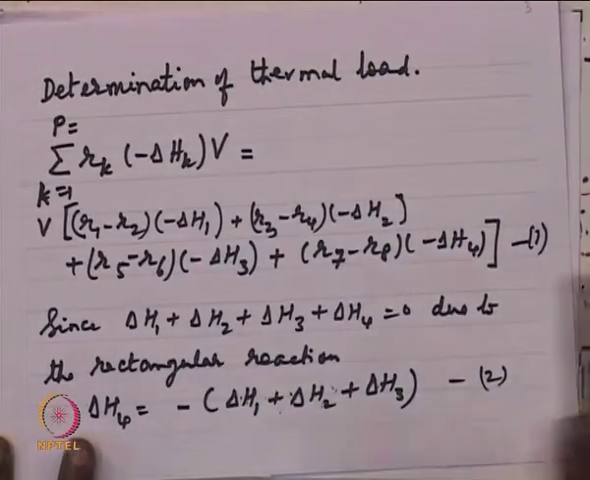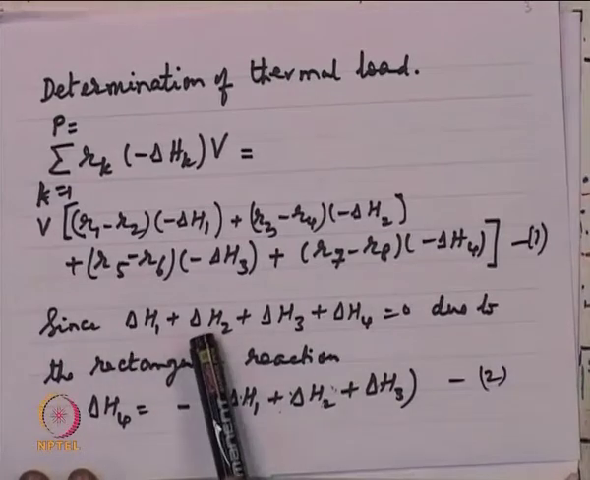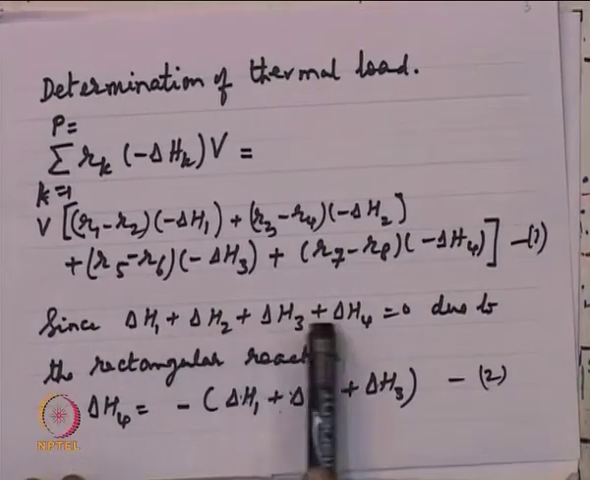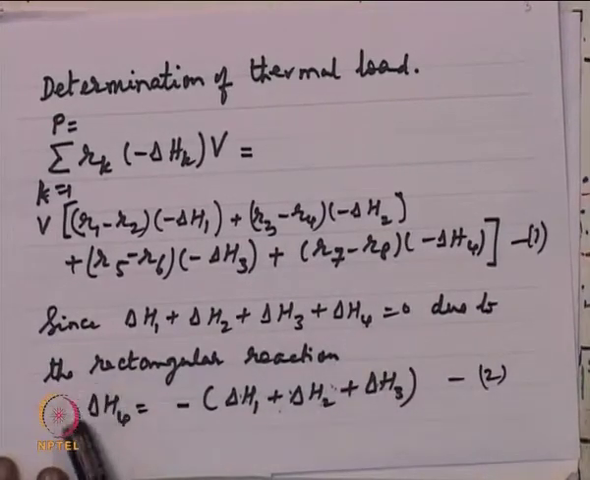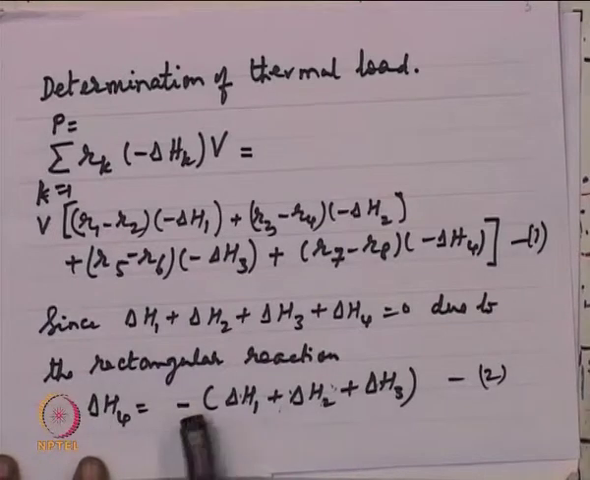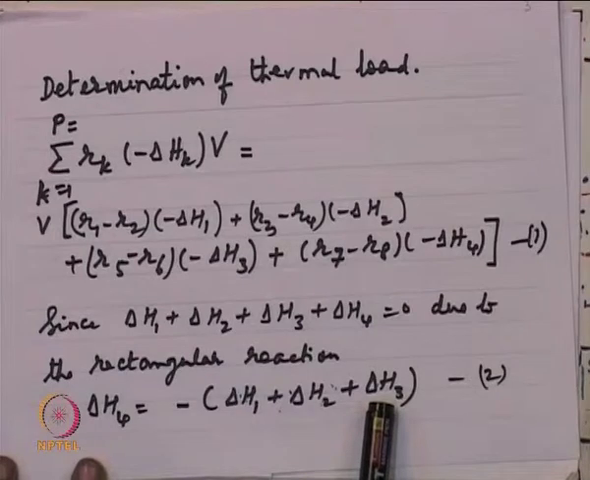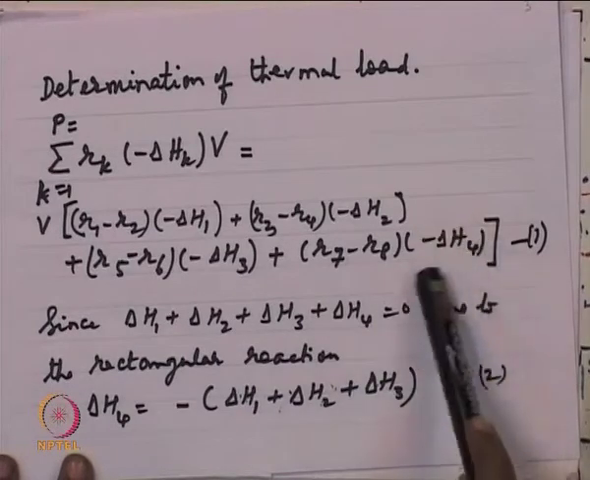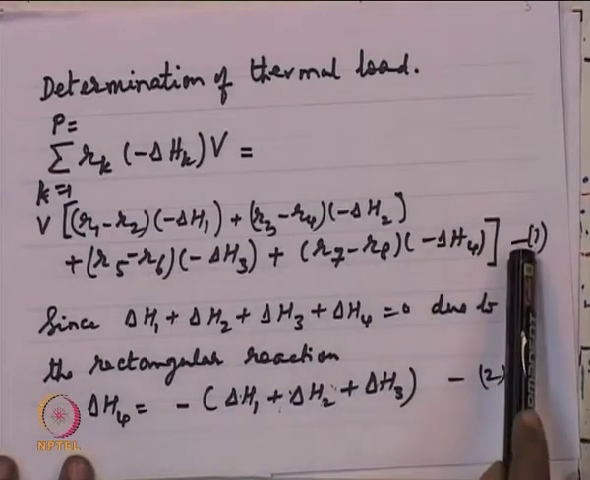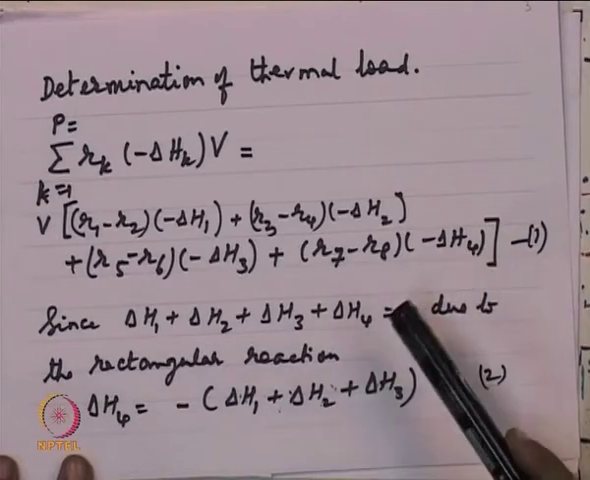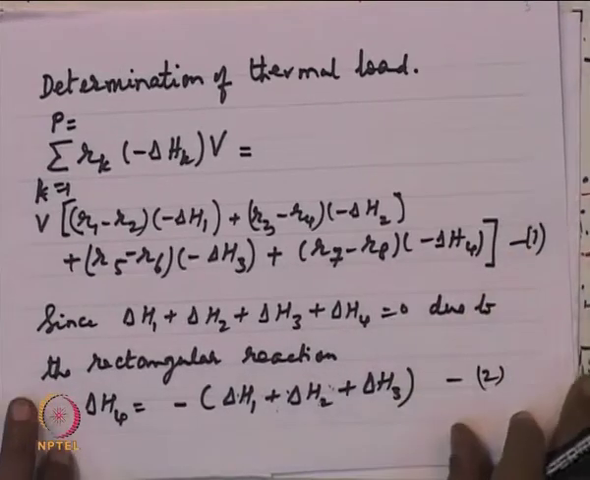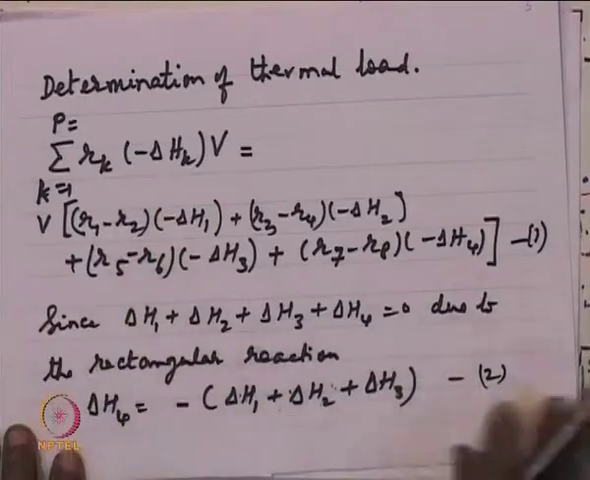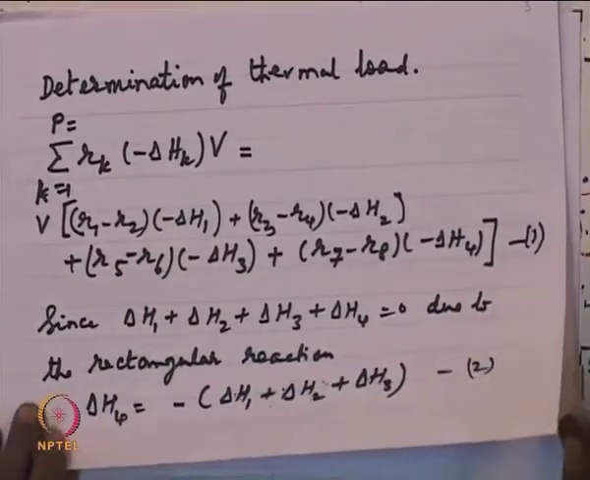Therefore, since delta H1 plus delta H2 plus delta H3 plus delta H4 is equal to 0, we can write delta H4 as minus of (delta H1 plus delta H2 plus delta H3). In other words, we are able to eliminate delta H4 from equation 1, which has certain advantages in terms of trying to eliminate R_K from this equation. We will tell shortly how it can be done.